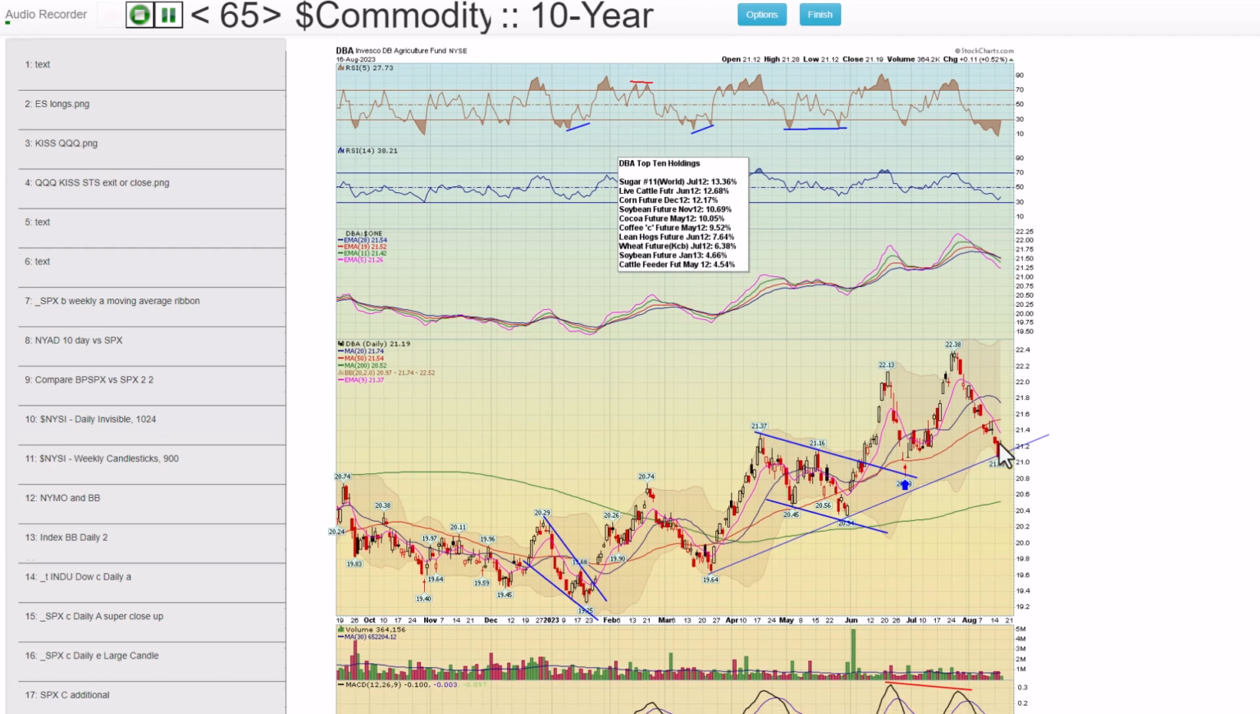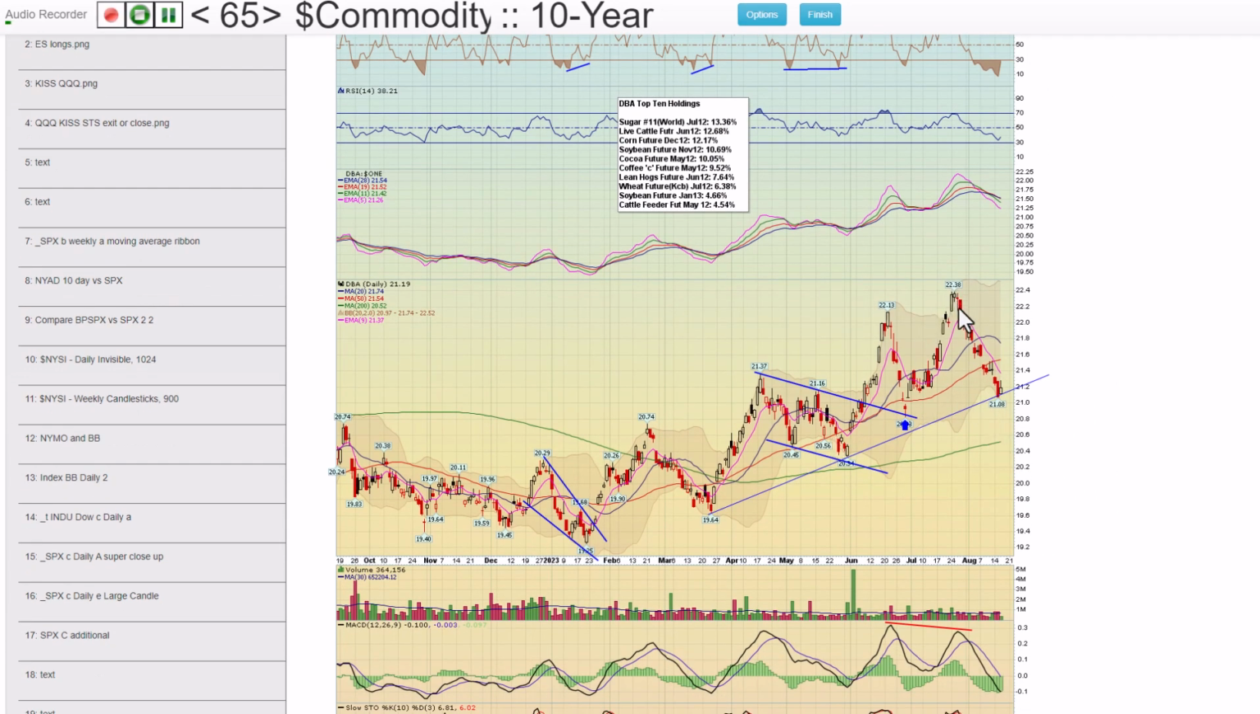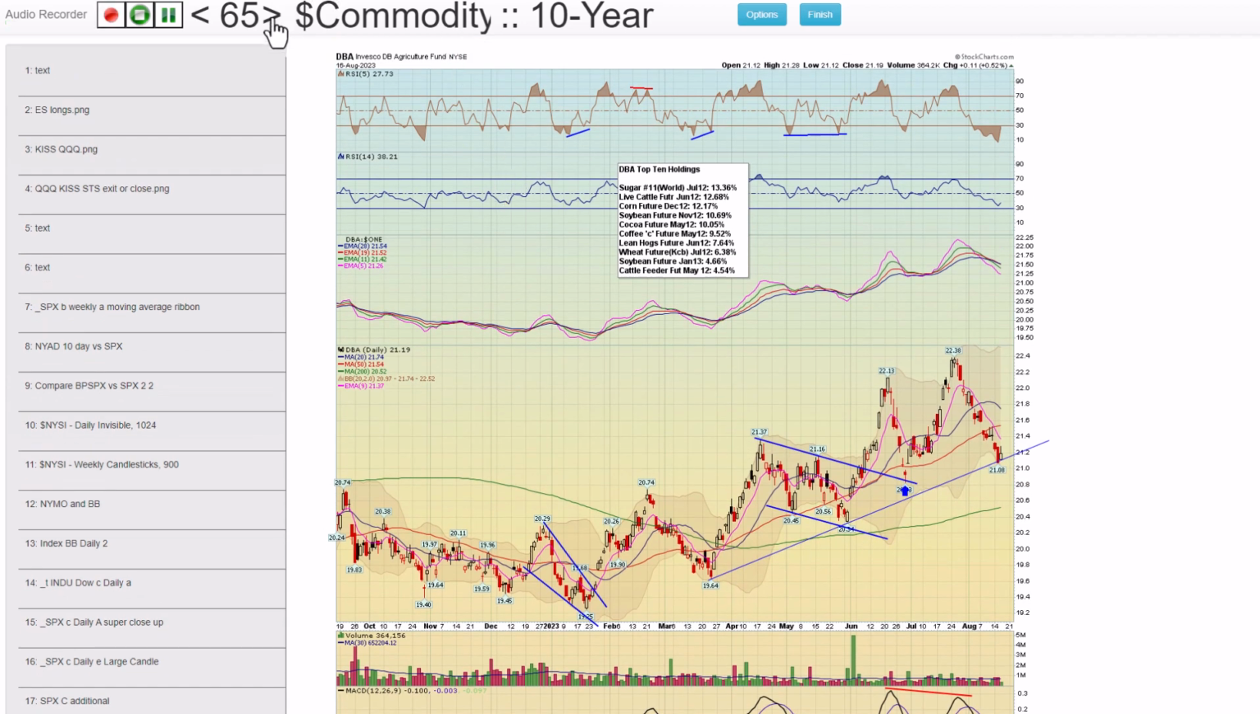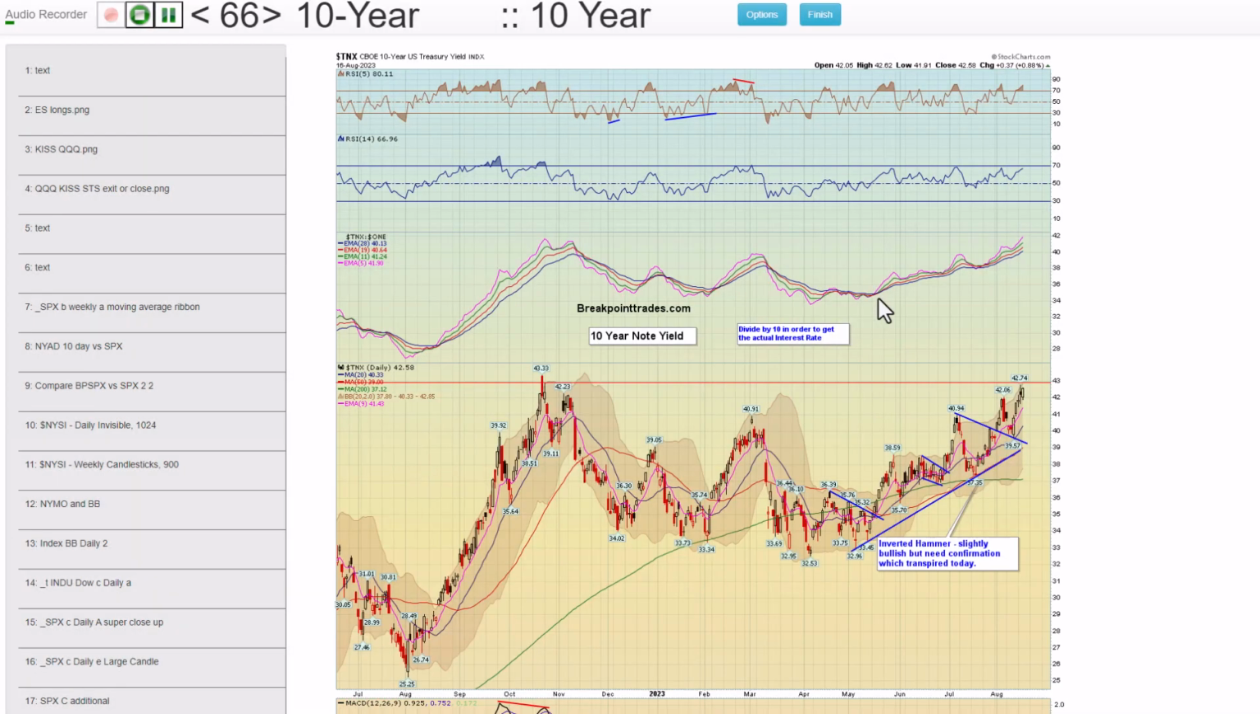Chart 65, DBA, agriculture, really good correction from the July highs. Trying to bounce a little bit off this little trend line. All right, that does it for commodities. Let's move on. Chart 66.